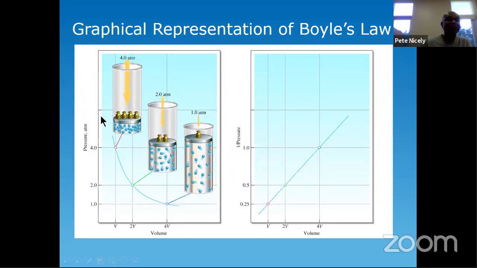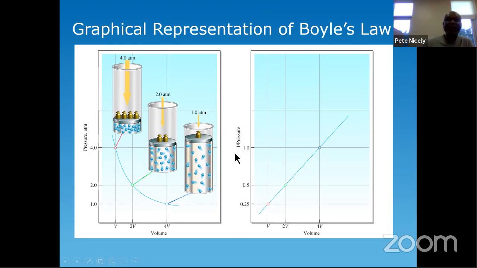If you plot P on the y-axis versus V, you're going to get this smooth curve, right? And you can see how if you were to reduce the volume from 4V to 2V, then the pressure will be doubled from, in this case, 1 atmosphere to 2 atmospheres. And if you reduce the volume again from 2V to V by half, the pressure will be doubled from 2 to 4 atmospheres. So that's basically the relationship between pressure and volume.